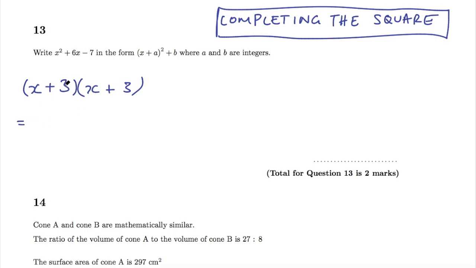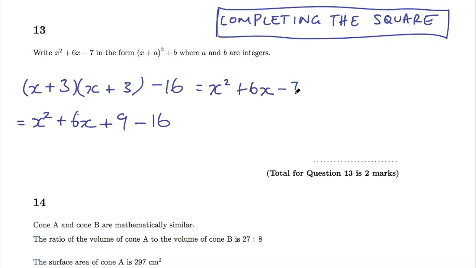So if you notice, if I expand this out again, I get x squared plus 3x plus 3x, which is 6x, and then my last value will be 3 times 3, which is 9, and that's not minus 7. So in order to make plus 9 equal minus 7, I need to subtract something. In this case, I subtract 16 and I get minus 7. So I can take this factorization, (x plus 3) times (x plus 3), and subtract 16, and that will equal x squared plus 6x minus 7.